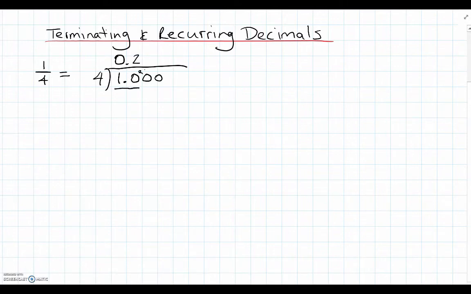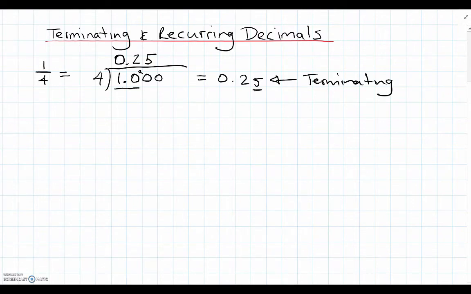Now, I ask myself the same question. How many times does 4 go into 20 this time? Now, 4 goes into 20 5 times, and there are no more remainders, so 1/4 is the same as 0.25. This is a terminating decimal. And it's a terminating decimal because it stops. It doesn't keep repeating. It stops at the second decimal place, which is the 5.